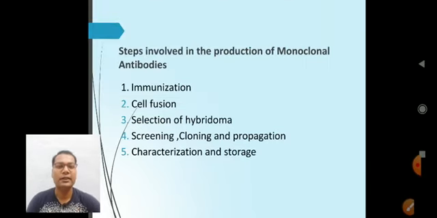There are various steps involved in the production of monoclonal antibodies. There are basically 5 steps involved: immunization, cell fusion, selection of hybridoma, screening, cloning and propagation, characterization and storage.